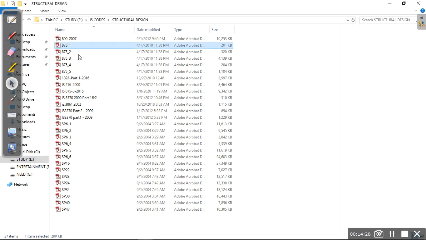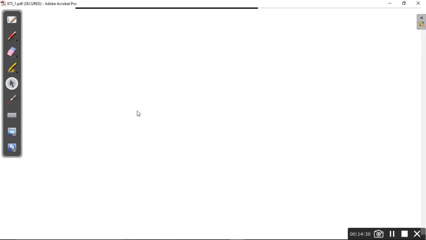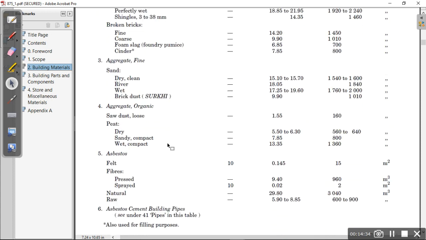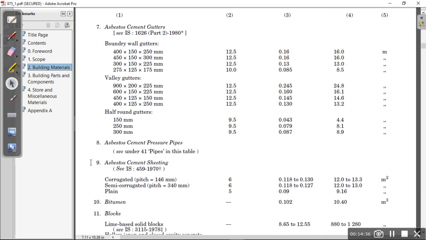So IS 875 Part 1, and here you can see the building materials are there. We will go to point 9. So you can see that there is asbestos cement sheeting, and there are three kinds of sheeting material that you might find, which is with a corrugated pitch, semi-corrugated and plain.